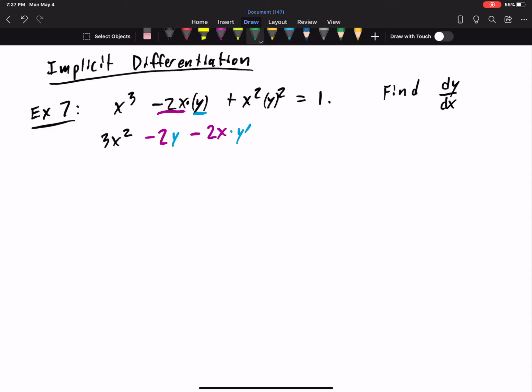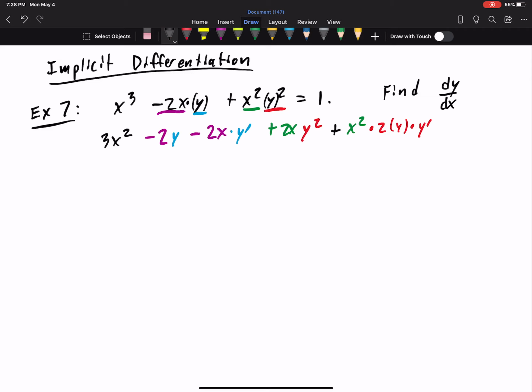Now we need to deal with this third term here, another product rule. Okay, so we have this x squared function times this y squared function next door. So what we do is we derive the first. So we have 2x, leave the second one alone for the time being. Then we add on, leave the first alone, and then derive the second. So to derive the second, you're going to bring that second power down in front, subtract 1 from the exponent, and then you multiply by the derivative of the inside function, which is y prime.